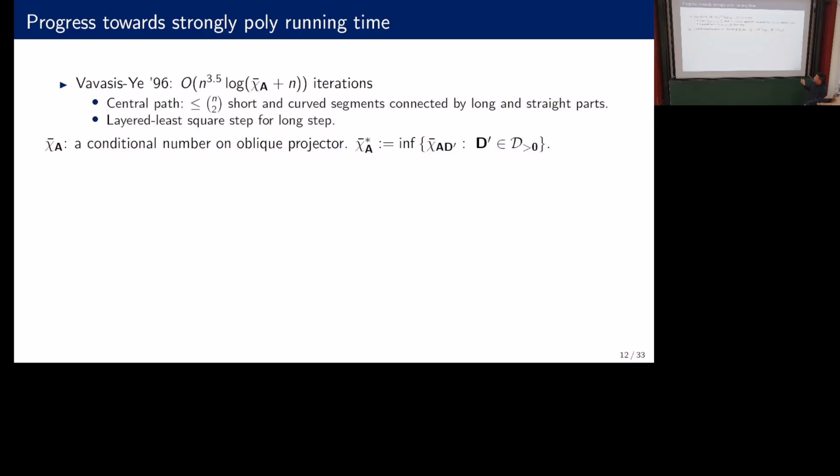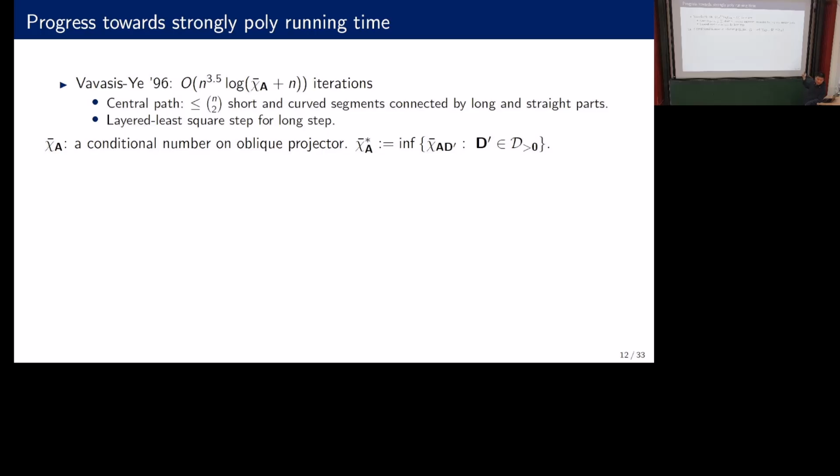And then it all starts with Vavasis and Ye in '96, who realized that the central path basically consists of at most n choose 2 short and curved segments that are connected by the long and straight parts of the central path. And then to traverse over those long and straight parts of the central path, they use something called the layered least squares step. And then this gives them the iteration bound of n to the 3.5 log chi bar A, where this chi bar A is like a condition number on an oblique projector induced by the matrix A.